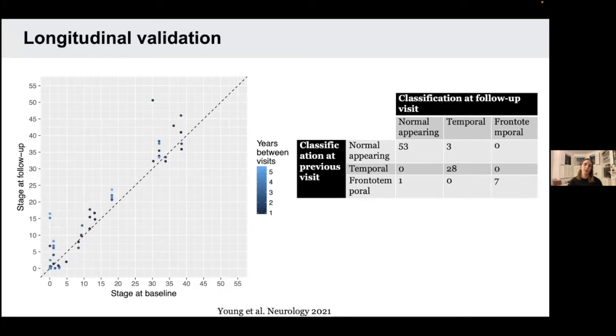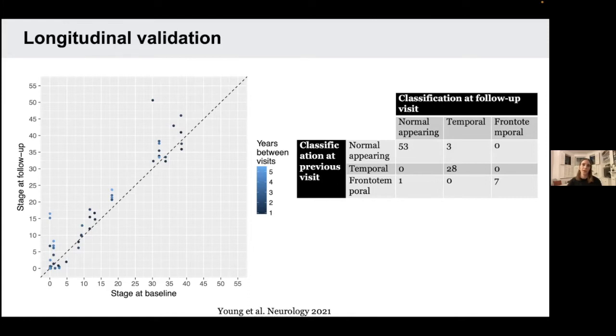We then looked at validating the subtypes and stages longitudinally. So here, what we would expect is that the subtypes should remain constant because they should correspond to the different genetic mutations, and so they should represent different biological processes, more or less. But we'd expect that individuals would progress in disease stage or SuStaIn stage as the disease worsens.